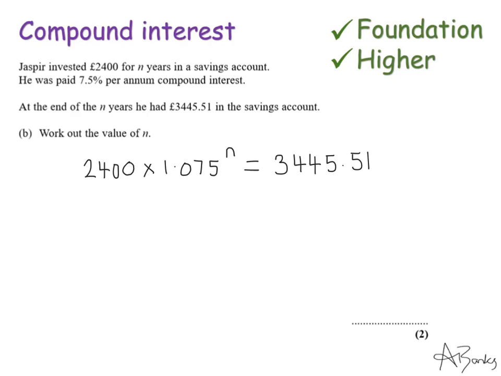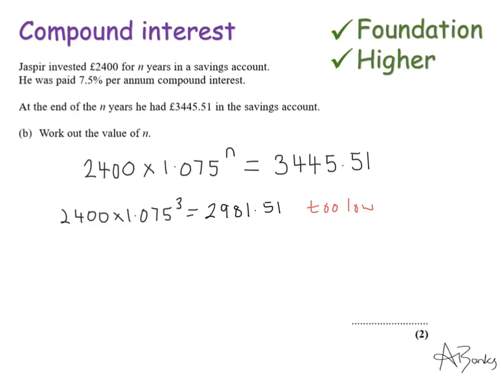So I'm going to try first 3. Let's try 3. So 2,400 times 1.075 cubed. Let's see what happens when I try that. That gives me 2,981.51. So this is too low. So it must be over a longer time period than 3.